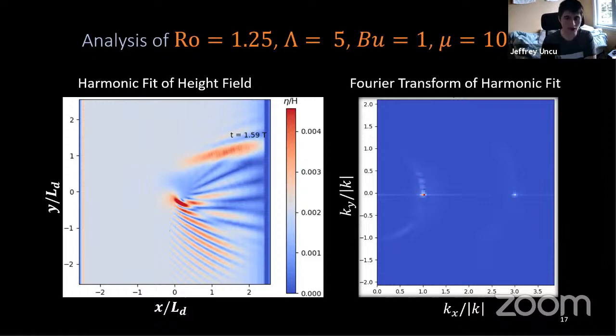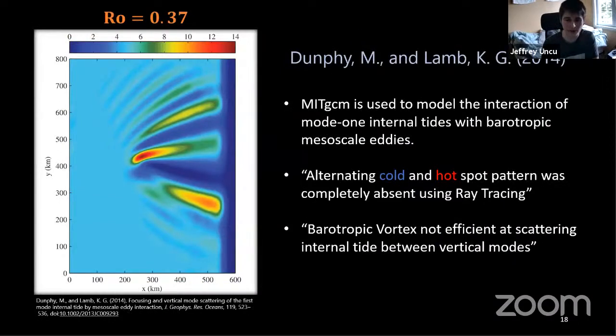Moving forward, we have other diagnostics that we want to look at, and we'll take inspiration from a paper by Dunphy and Lamb in 2014 called Focusing and Vertical Mode Scattering of the First Mode Internal Tide by Mesoscale Eddy Interaction, where they also looked at a single internal tide mode with a barotropic mesoscale eddy using the MITgcm. On the left, they show a simulation with Rossby number equals 0.37, and they show the flux. You can see the similarity between our interference pattern and their flux diagram: this characteristic pattern of one flux of wave energy towards the bottom, ours is at the top, just the opposite direction, and alternating cold and hot spots.